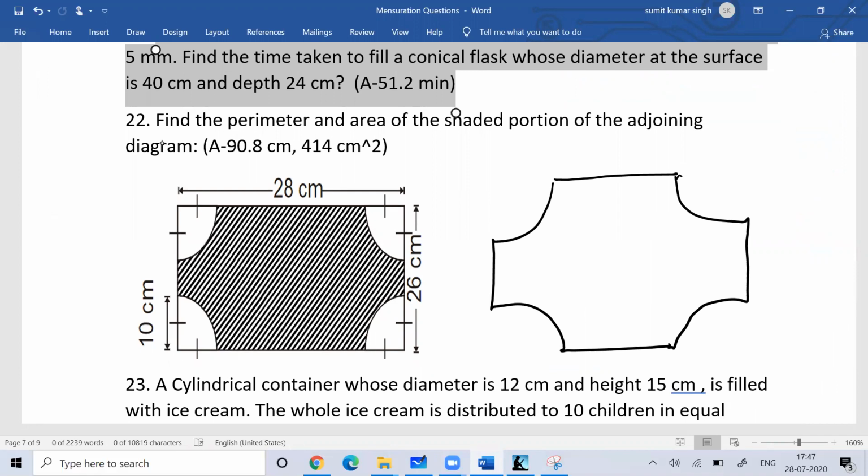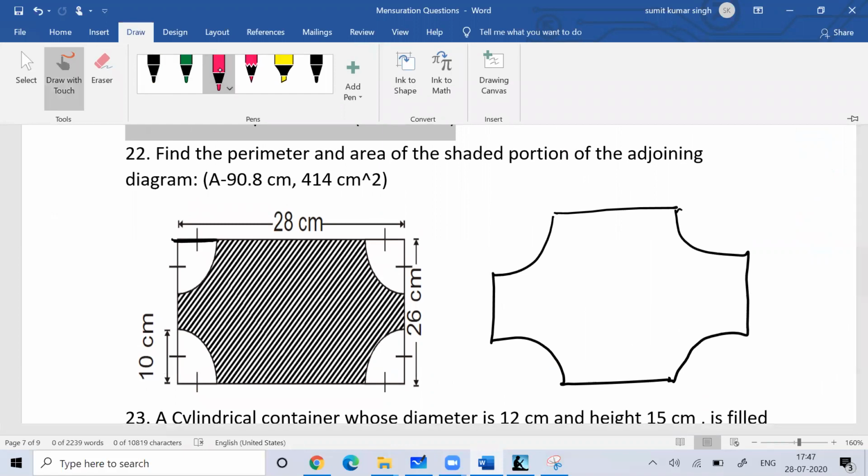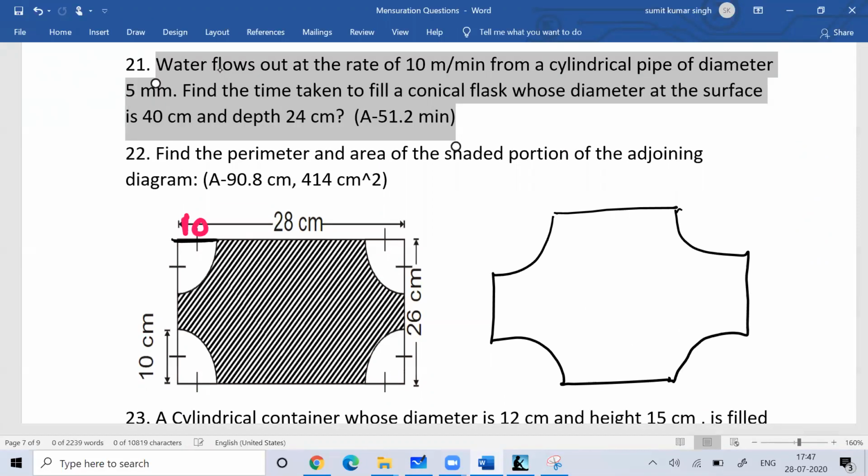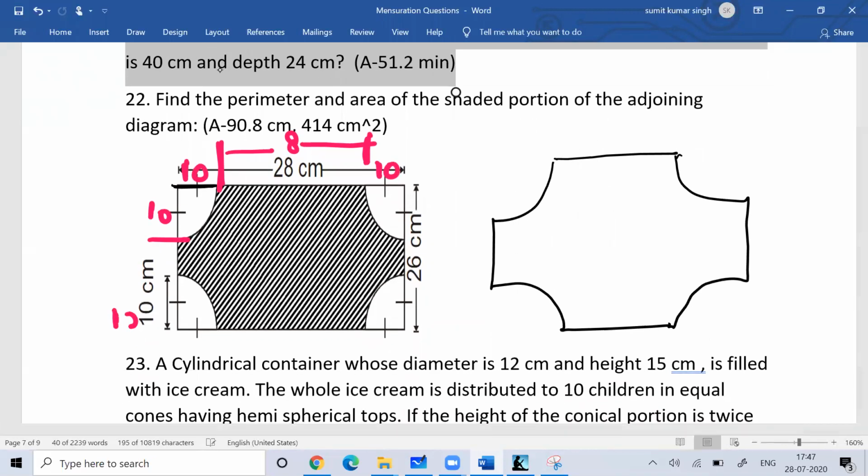And you understand this is total 28. This is 10, this is 10, and this is 10, this is 20. So how much would be this part? This part would be only 8. This is 10, this is 10. So this part would be how much? 6. This is 6, this is 8. So you understand this is 8, this is 8, this is 6, this is 6.